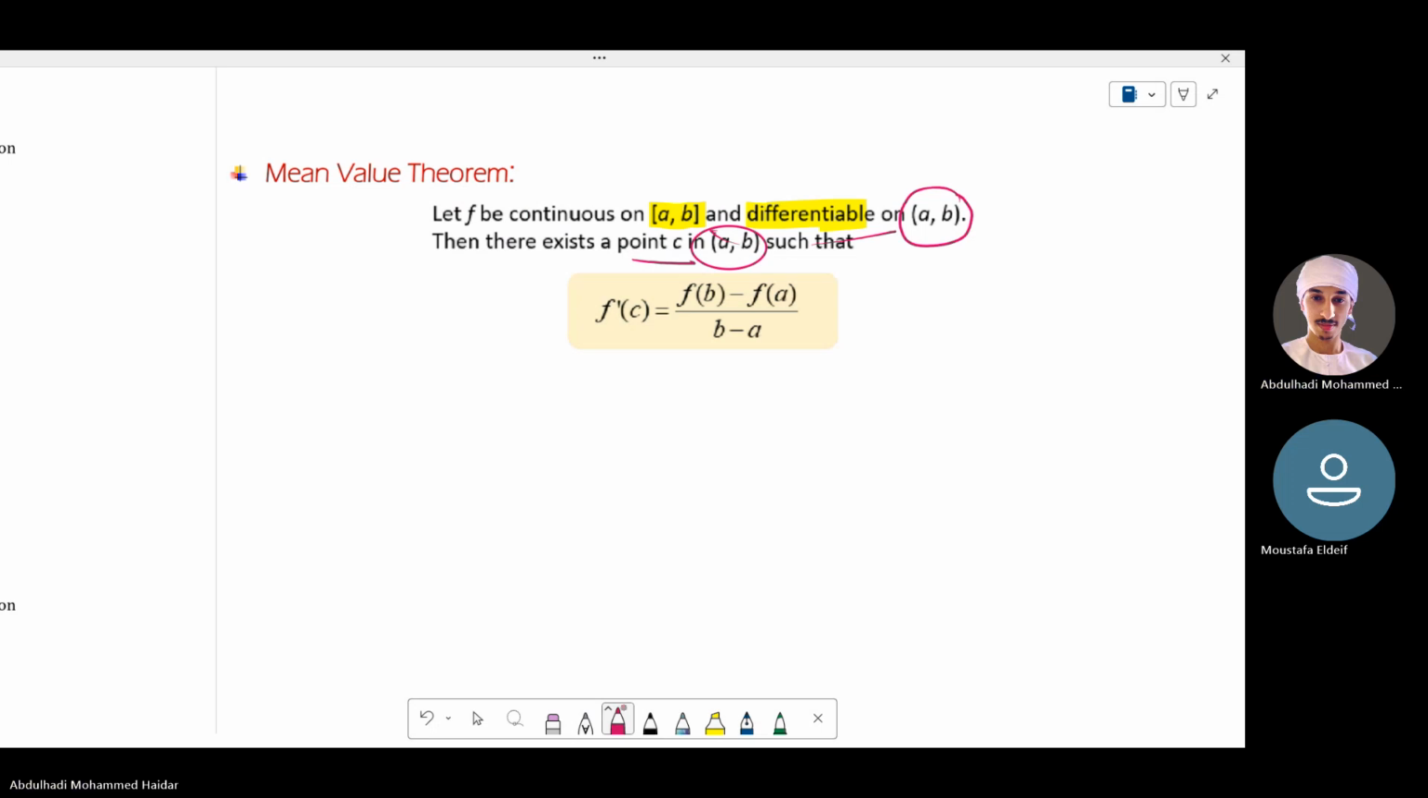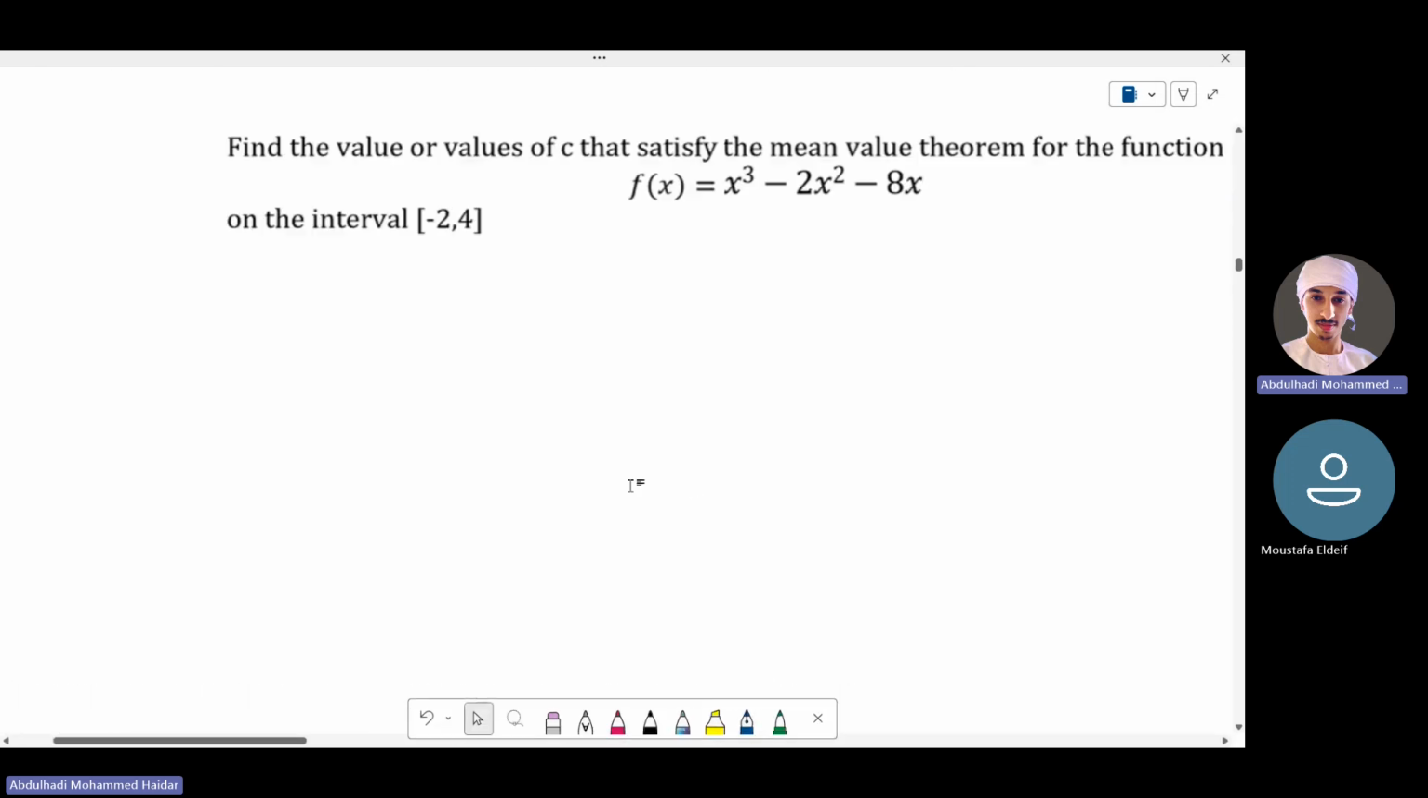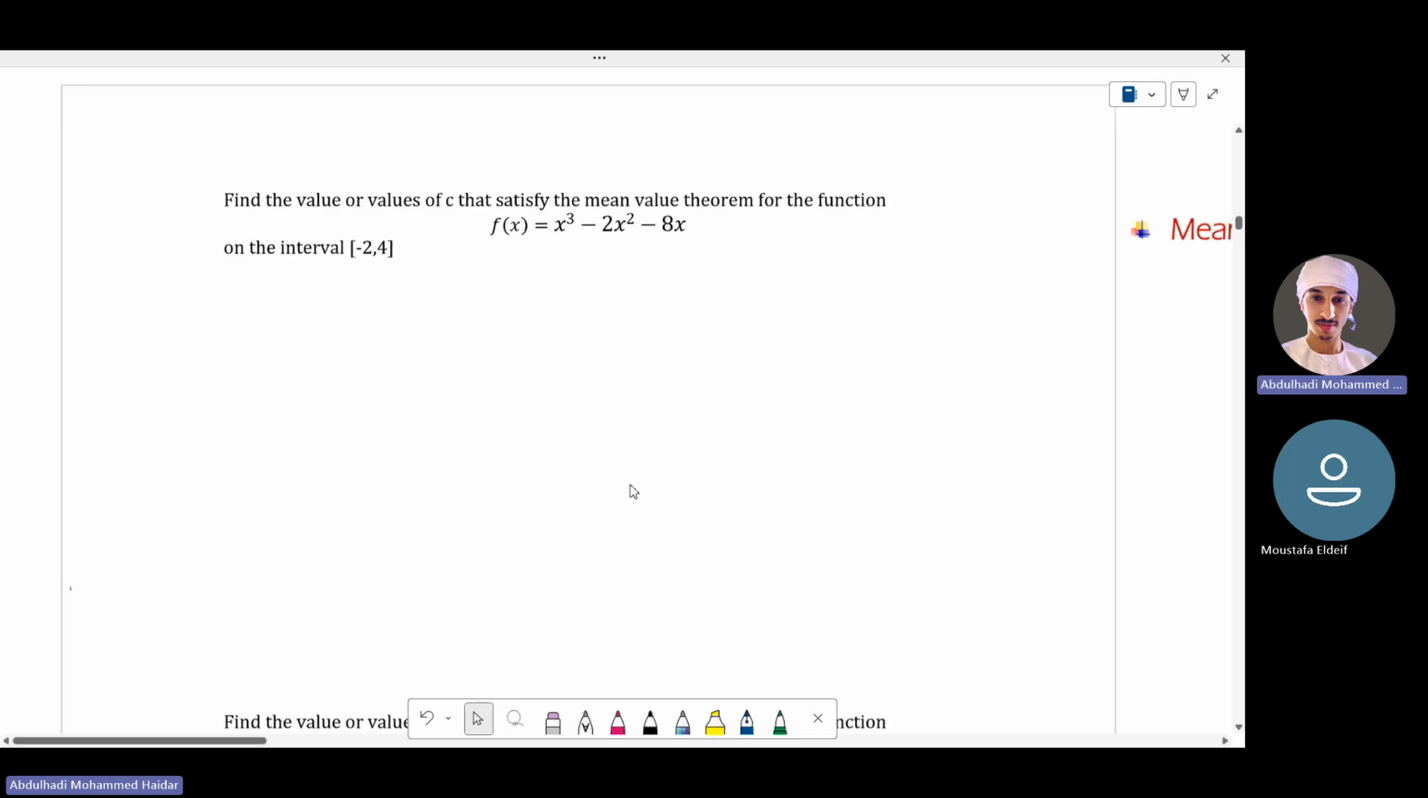So we have the equation f prime of C, the derivative, equals, I think we have seen this in chapter 2, yes, the average slope: f of b minus f of a over b minus a. How can we solve this question? You can solve it like this one.